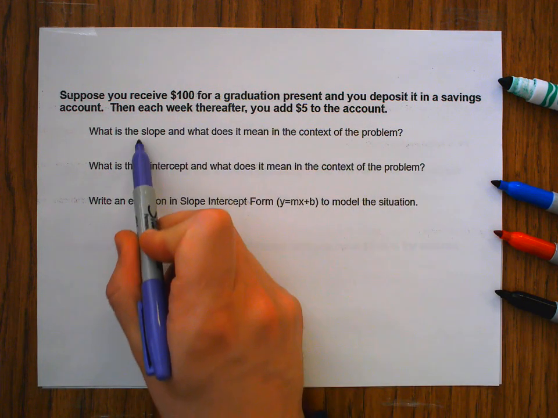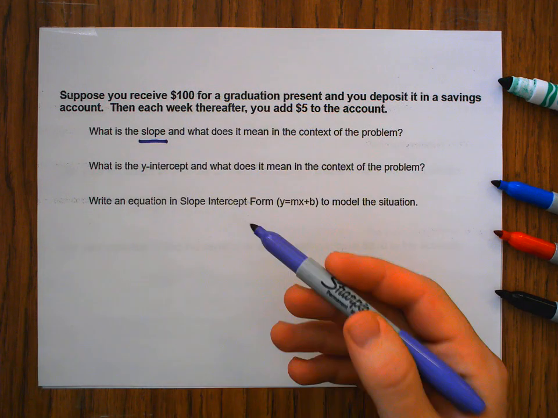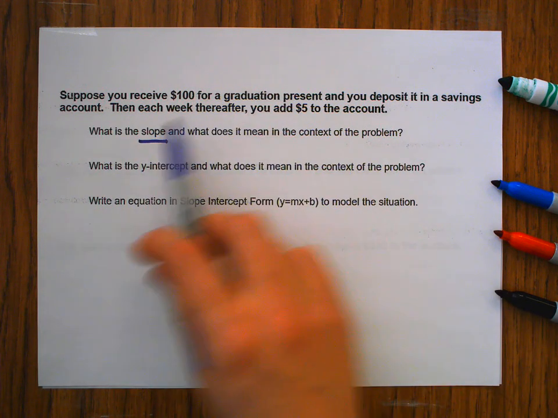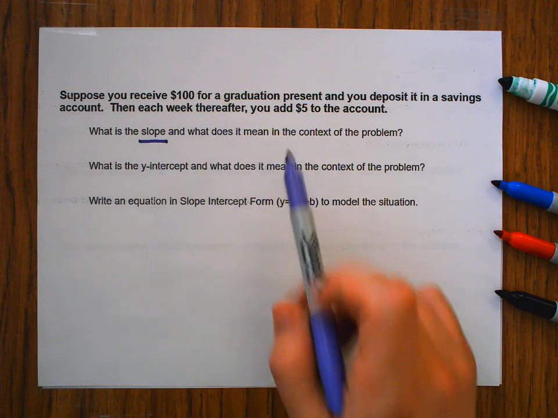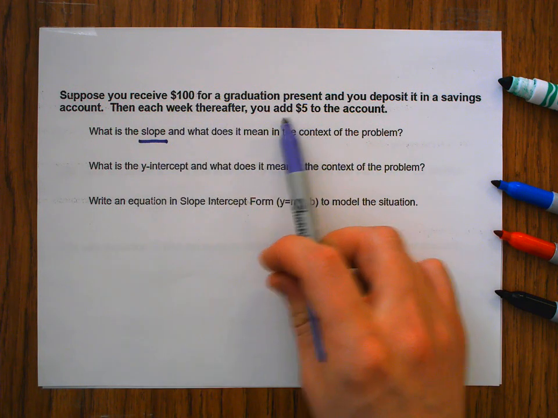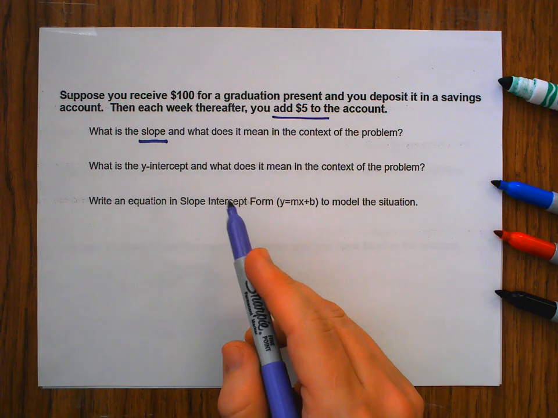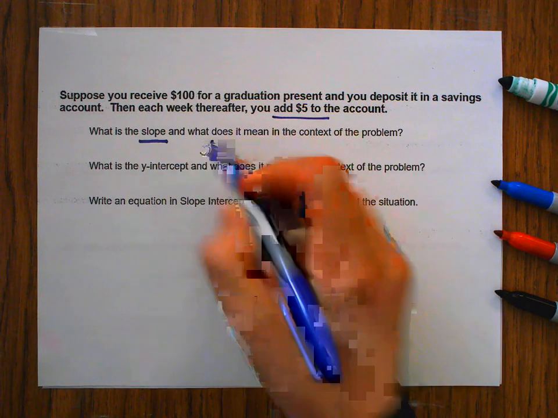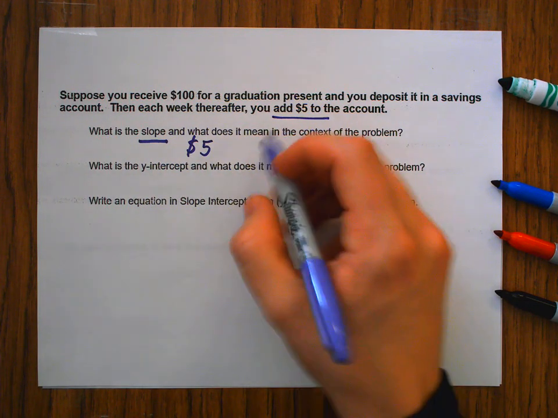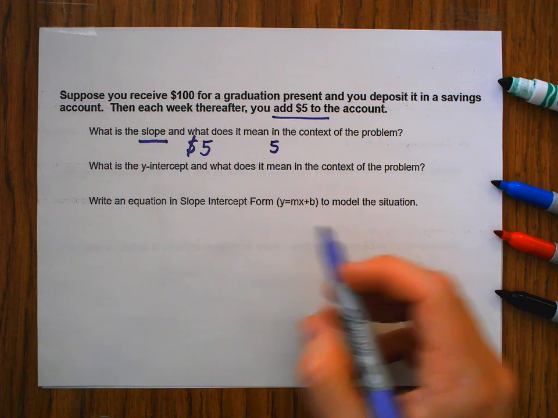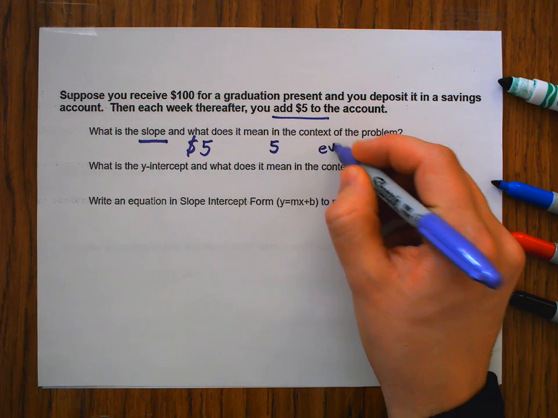When we talk about the slope, we are talking about the thing in this problem that is changing over time. What is changing over time? Well, $100 is only the initial deposit. But every week you're adding $5. So this $5, that is your slope. $5. Or sometimes it's just written out as the number 5. Keep in mind that this means it's $5 every week.